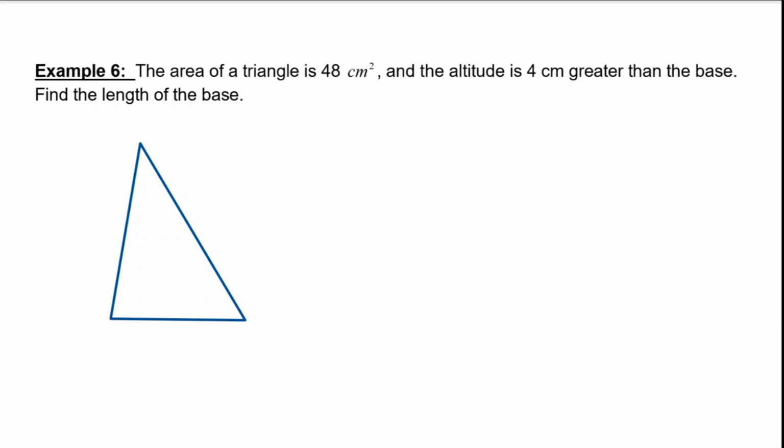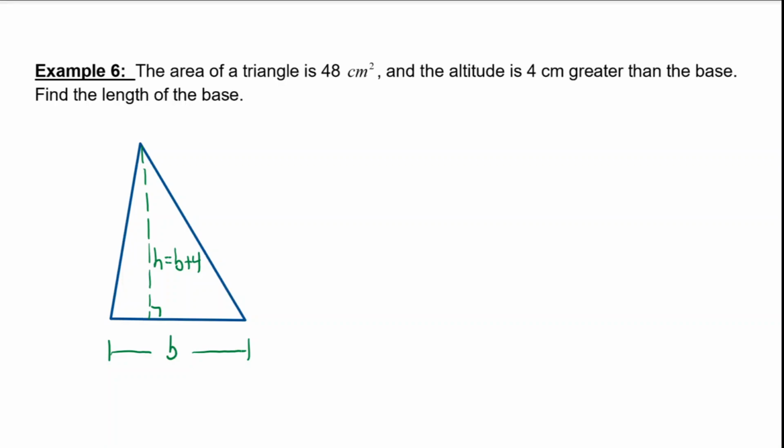So we've got B for base. That's going to be something we're going to find. And then the altitude is this height of the triangle from the base. So we'll just draw a vertical line here. And this line always needs to be perpendicular to the base. And we'll call this the height of the triangle. And we're told that this height is 4 more than the base. So we'll write a little expression there for that.